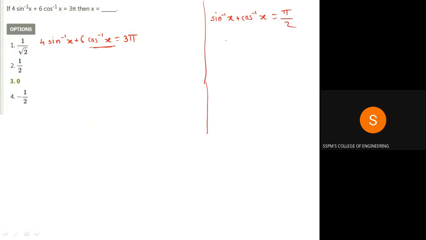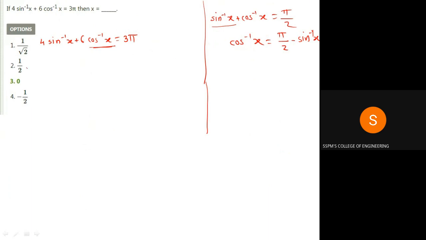So here, cos inverse x is equal to pi by 2. We take this sin inverse x to the right hand side, and it becomes minus sin inverse x. So cos inverse x is equal to pi by 2 minus sin inverse x.